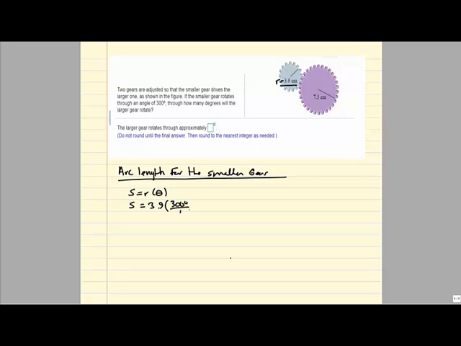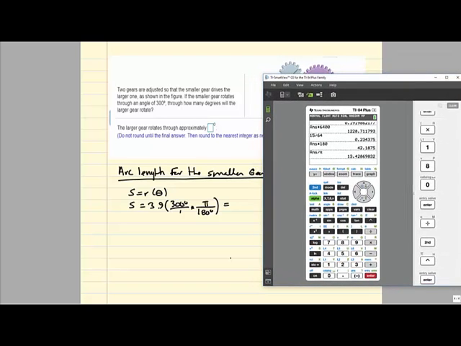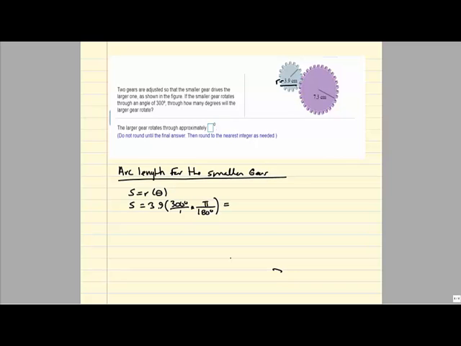But remember, I cannot use 300 degrees. I have to convert it. I want the degrees to cancel, so 180 degrees goes on the bottom, pi goes on the top. And when I plug this into my calculator, I will get 3.9 times 300 times pi divided by 180. So my arc length is 20.42035.